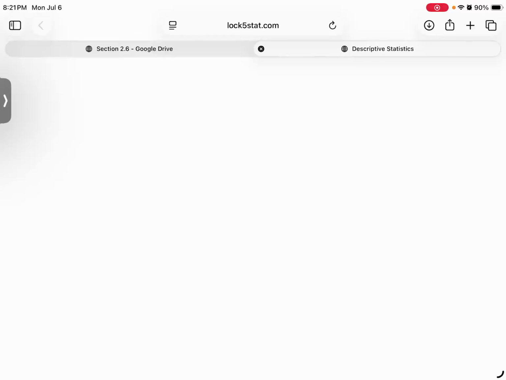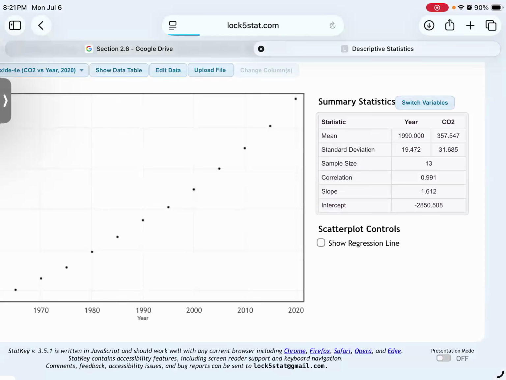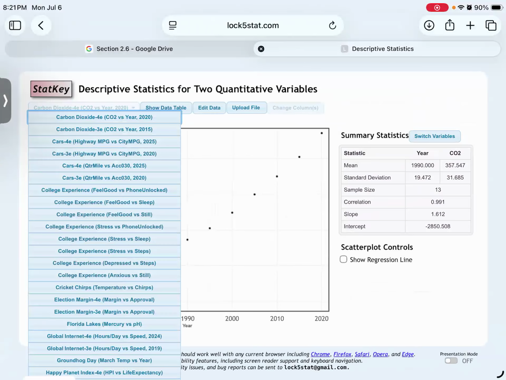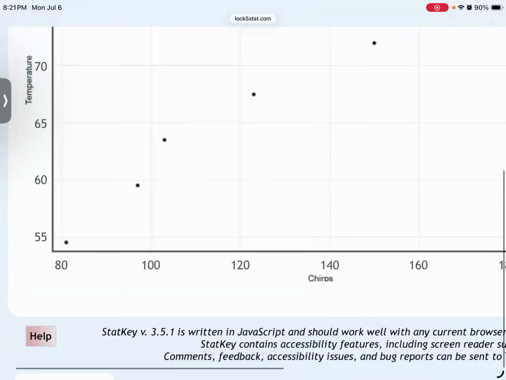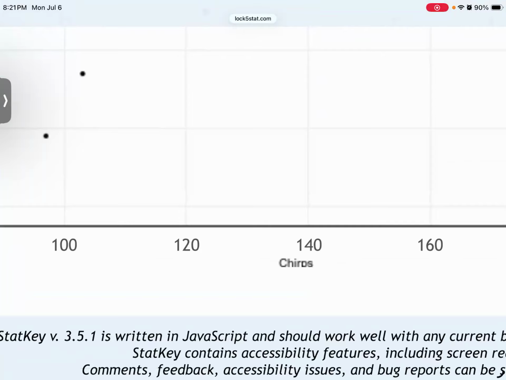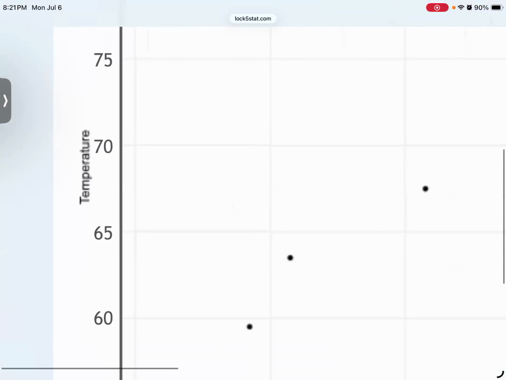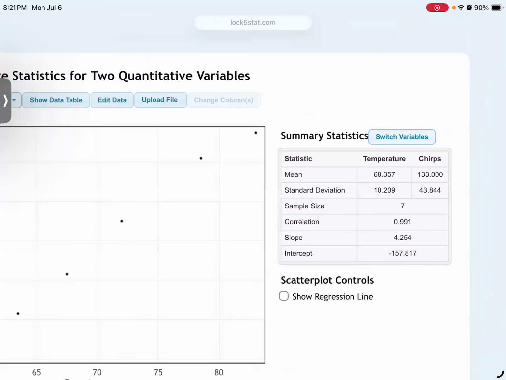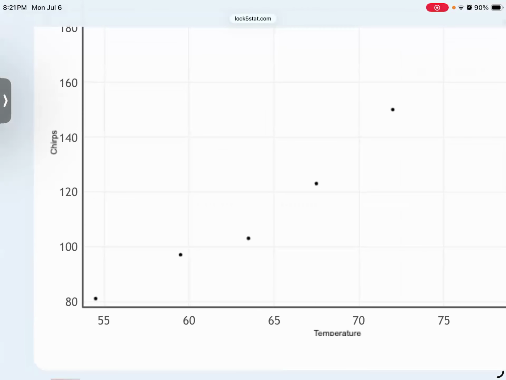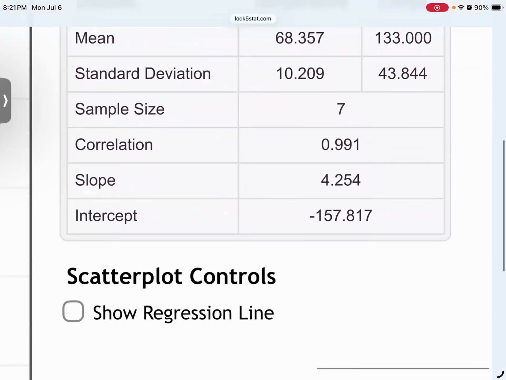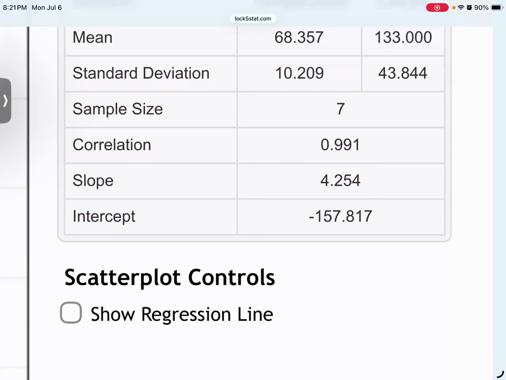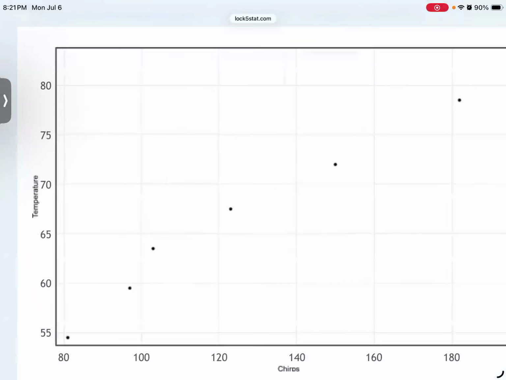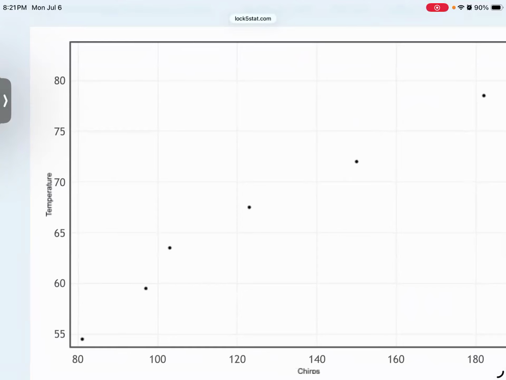Look at this one. This is the one that we did with the cricket chirps. And remember on this one we wanted crickets at the bottom because that's what we were using to try to predict the temperature. But look, if I accidentally push the switch variables and you have temperature down at the bottom, it gives you a whole new weird equation that we didn't even see before. So on the homework, when you get to the faculty salary one, you got to make sure you click on this, switch the variables, because you want faculty salary to be at the bottom.